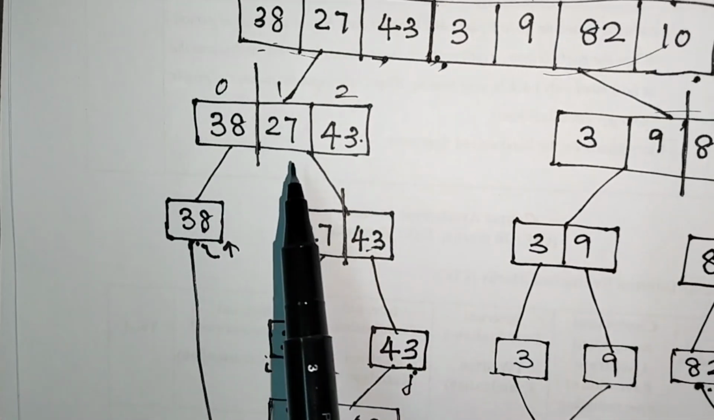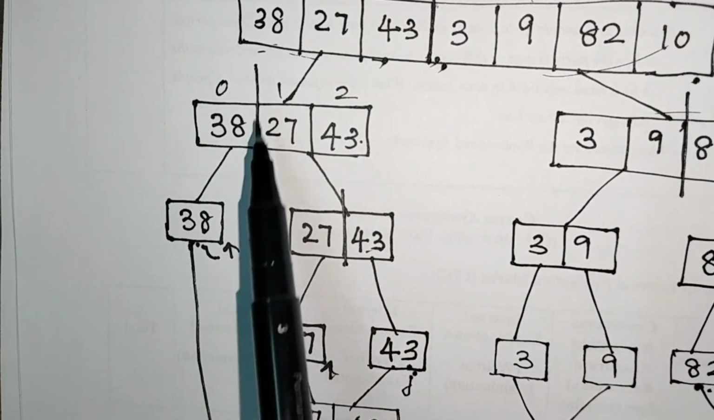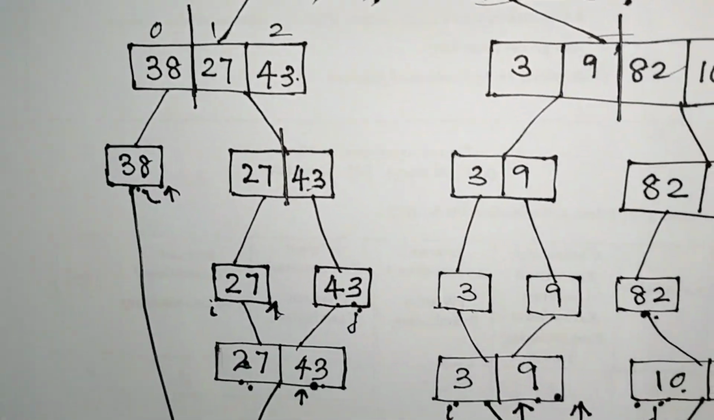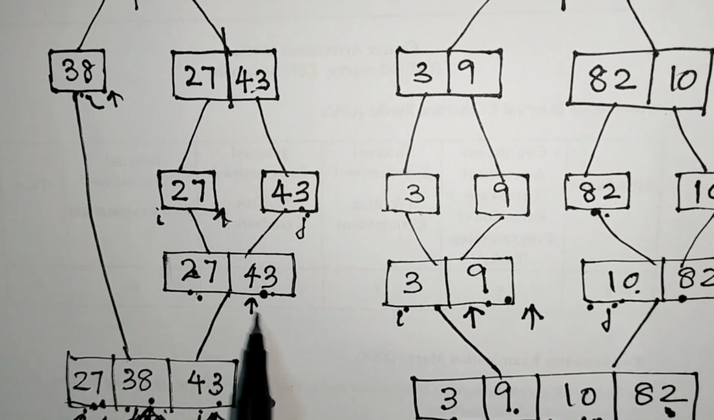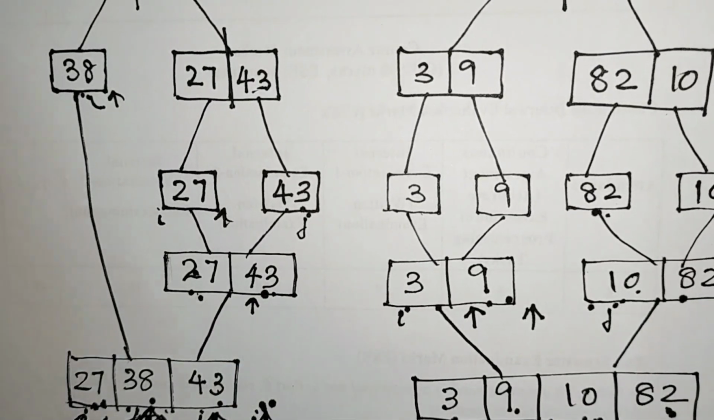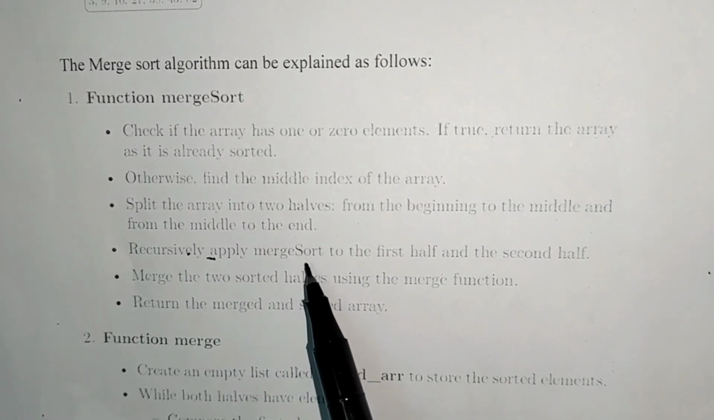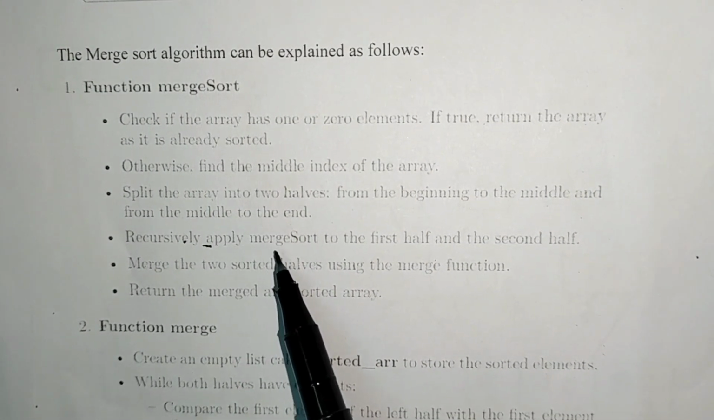For the first array we do the same process again. We find the middle index and divide this array into 2 halves. So we are recursively doing the same steps until we get single elements. So we recursively apply merge sort, that is we recursively call this function until we get the single element.